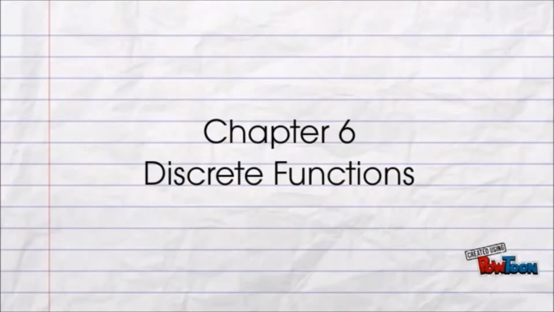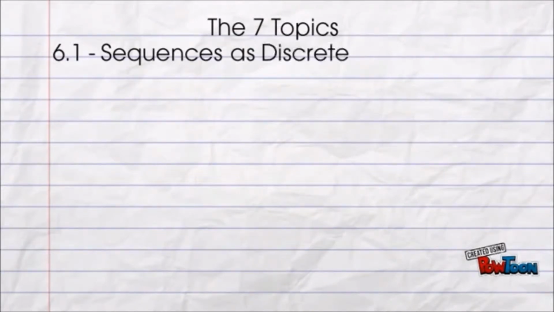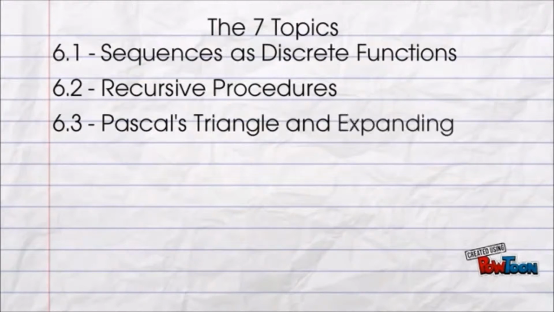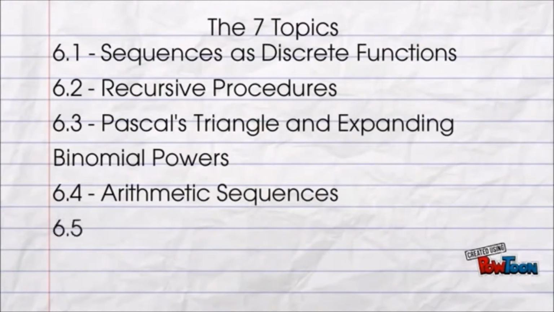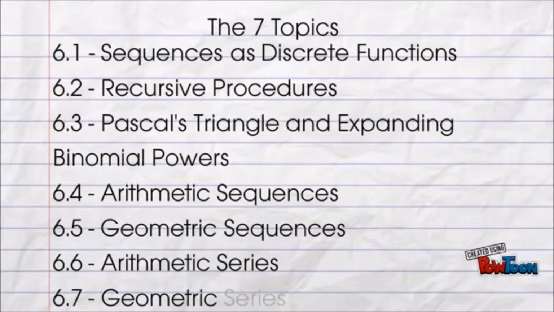Chapter 6 is about discrete functions. The 7 topics we'll be discussing in this chapter are 6.1 Sequences of Discrete Functions, 6.2 Recursive Procedures, 6.3 Pascal's Triangle and Expanding Binomial Powers, 6.4 Arithmetic Sequences, 6.5 Geometric Sequences, 6.6 Arithmetic Series, and 6.7 Geometric Series.